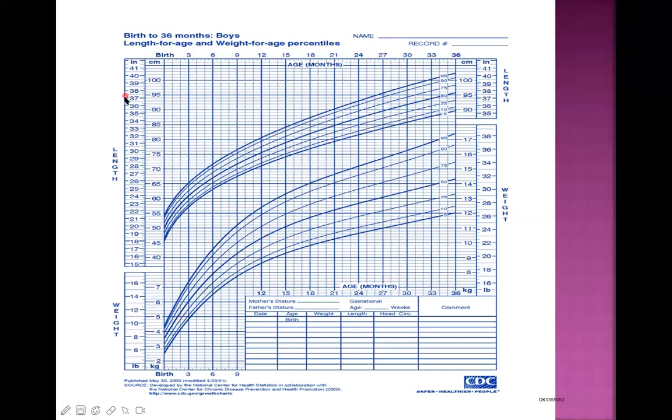And this is the length. The upper one is the length. Age is the same. This is length, and this is weight. After 2 years of age, I can call it height.